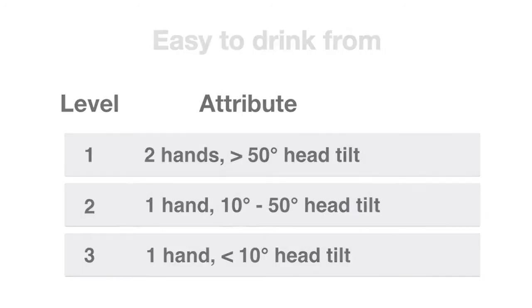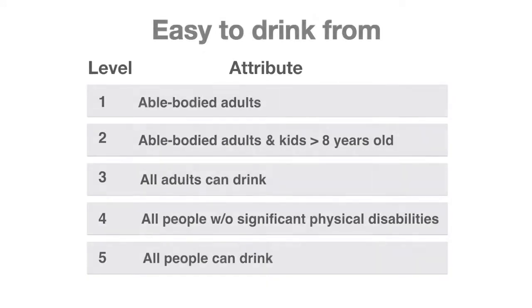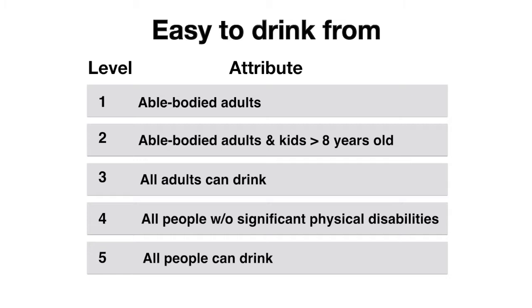This panel also shows a different user-defined scale that focuses on the type of individuals able to use the water bottle. This is a user-defined scale set from 1 to 5. For 1, all able-bodied adults can use it. For level 3, all adults can drink from it. And level 5, all people, regardless of age or disability, can drink from the bottle.